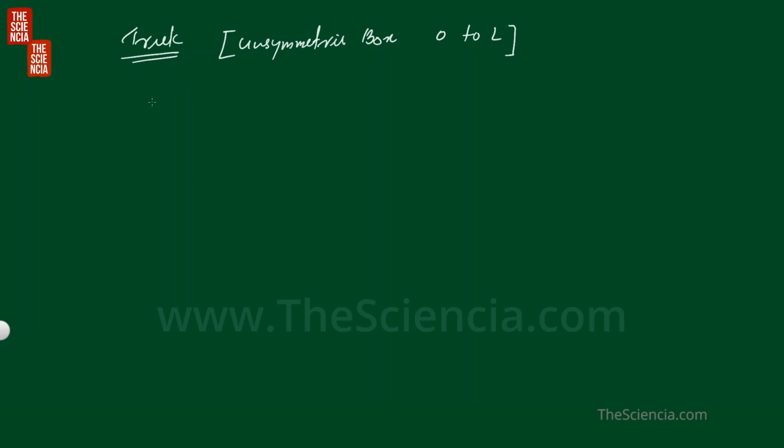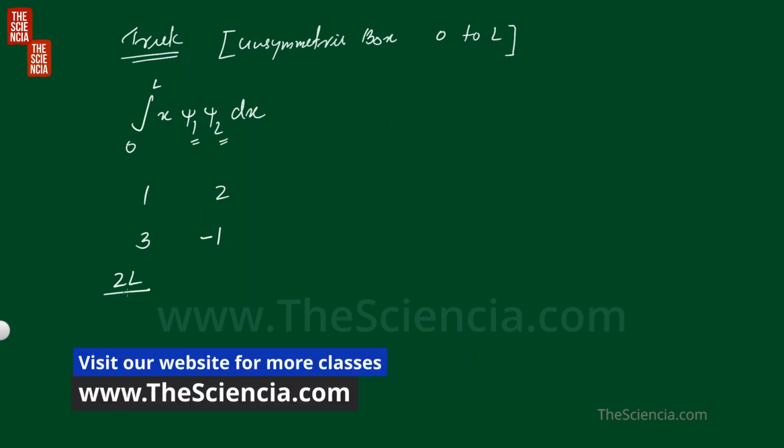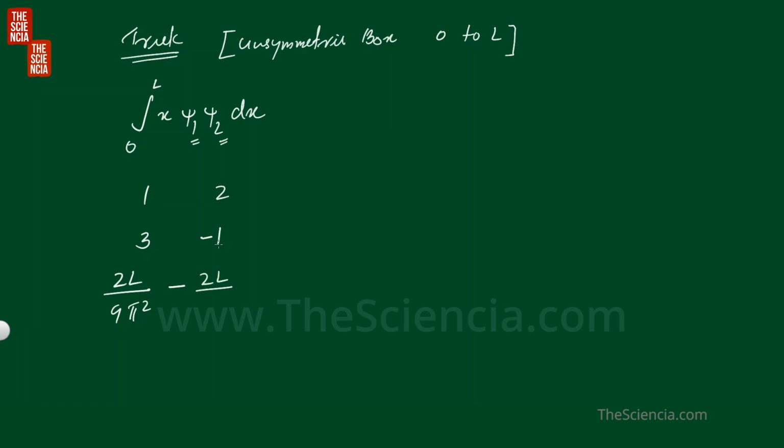That is, we have to integrate from 0 to L of x psi 1 psi 2 dx. So the trick is, here this value is 1 and here this value is 2. So we have to write this 1 and 2 here. We add 1 and 2, so we get 3, and we subtract 2 from 1, so we get minus 1. Then you have to write 2L by square of 3, that is 9 pi square, minus 2L by square of minus 1, that is 1 pi square.